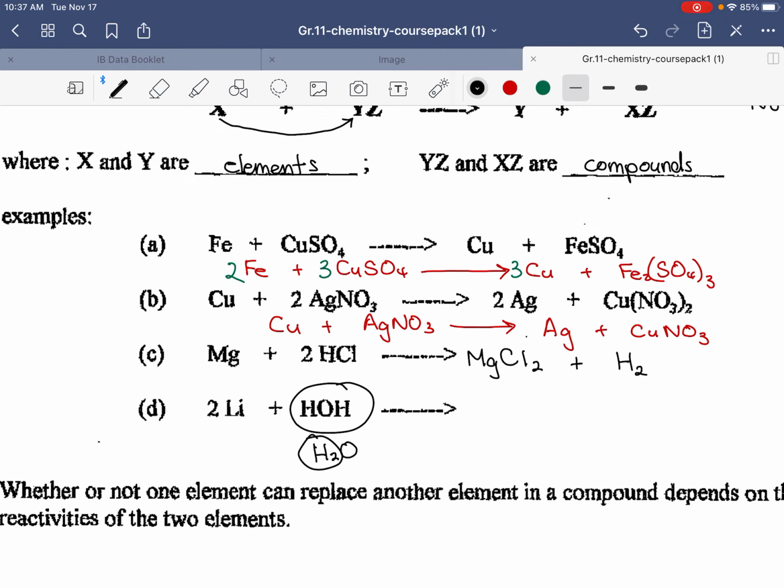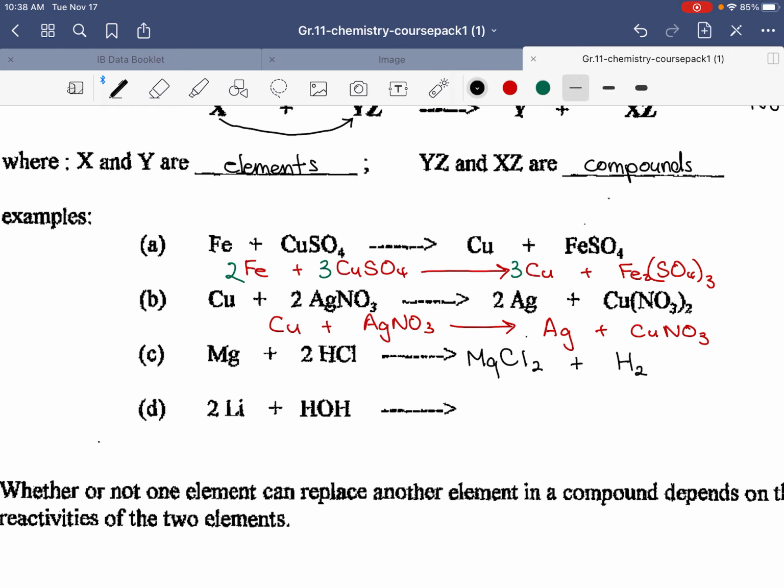As a result, you get lithium oxide plus hydrogen, right? Lithium oxide plus hydrogen, because that's what you'd think. That's exactly what you're going to get. But that's exactly what you're not going to get. That is wrong.